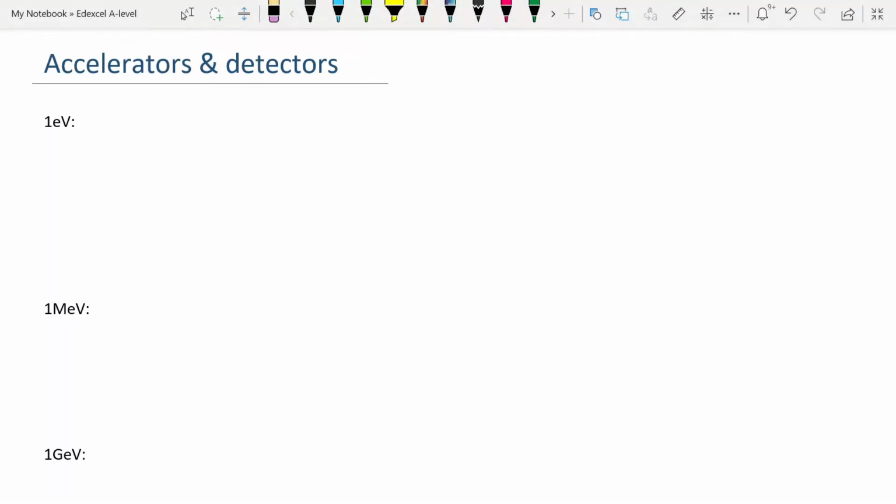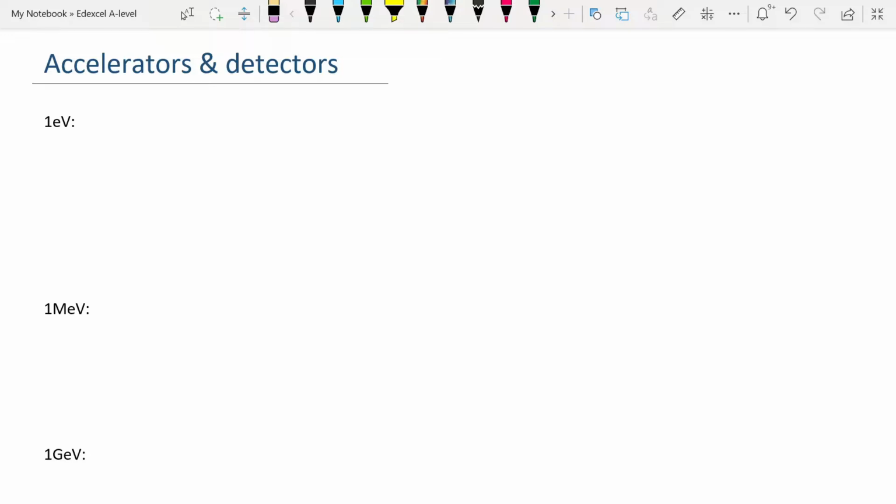Today's video is on accelerators and detectors. Likely to be quite a long one, but accelerators and detectors work on the same principle, so it didn't really make any sense to break it up into two separate videos. So bear with me. The first thing we're going to do is talk about electron volts.